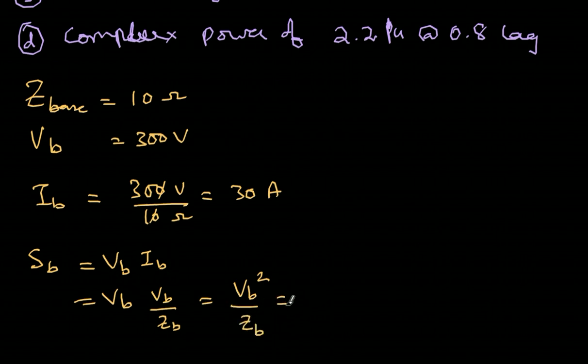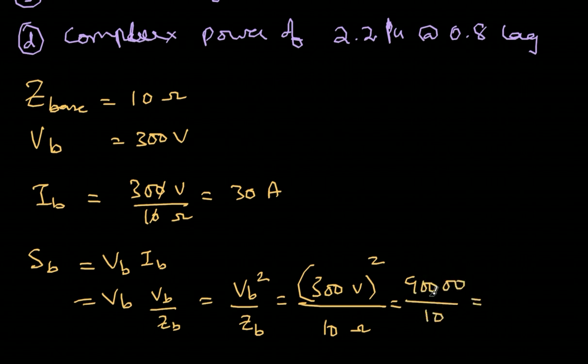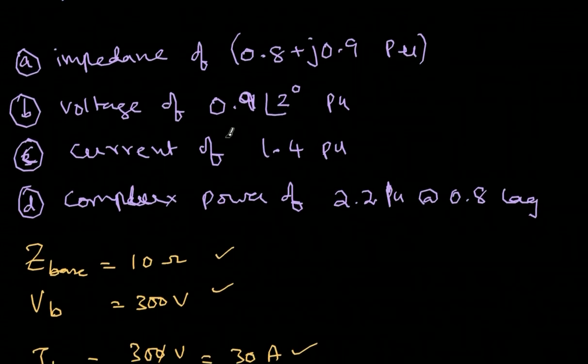So what is V base? 300 volts square divided by Z base, that is 10 ohms. So this will be this divided by 10. I'll get 9000 volt amperes or 9 kilovolt amperes. So I have calculated all base quantities. I have four base quantities with me, so now I can answer any problem.